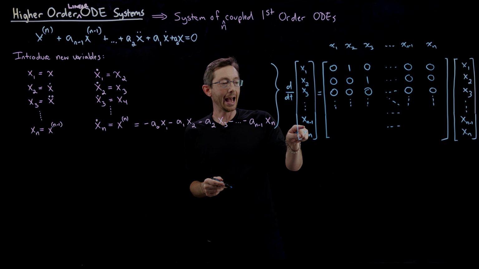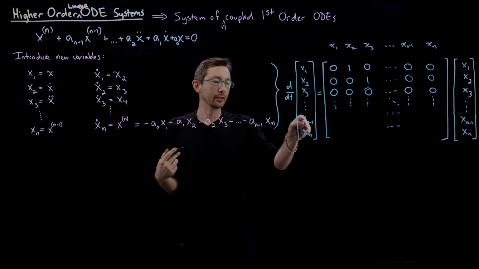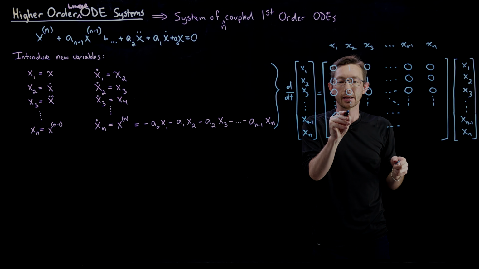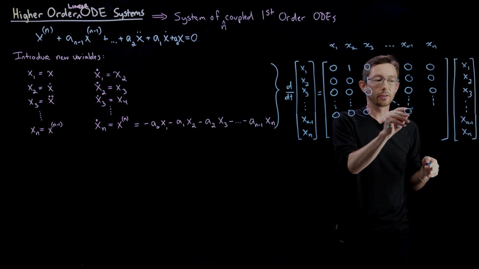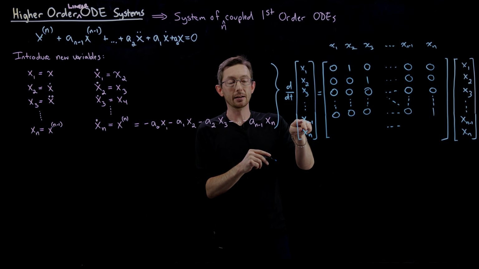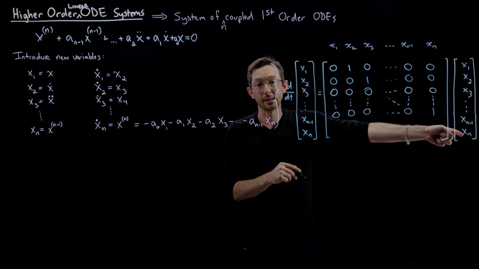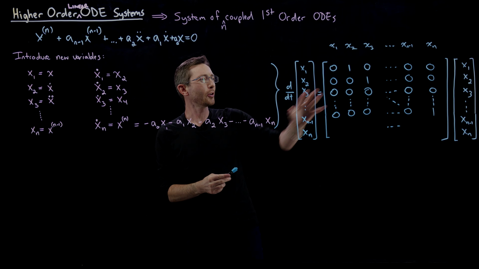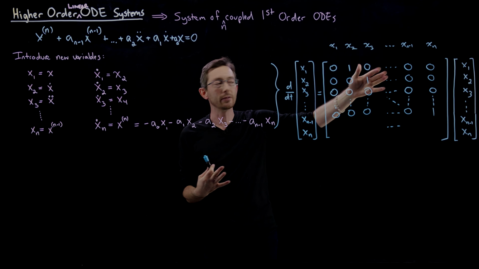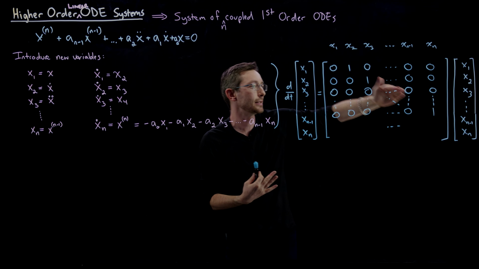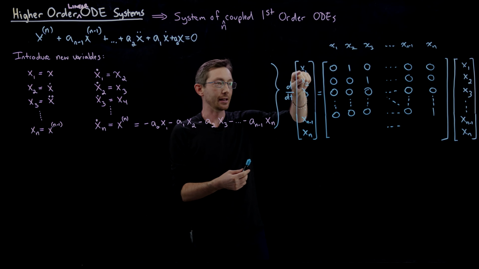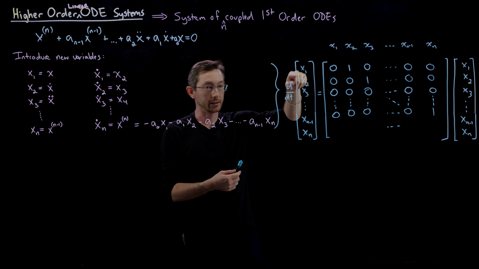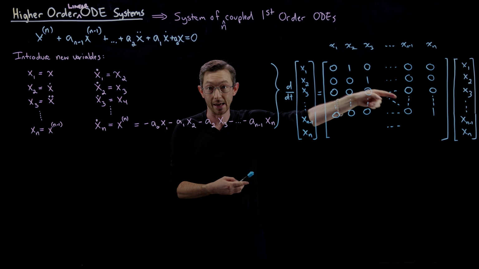And now the derivative of xn minus 1, d dt of this, is xn. So I'm going to have zeros everywhere here up until the very last entry. So d dt of xn minus 1 should be xn, and that is, in fact, what I get if I multiply this. So far, most of this matrix is almost trivial. It's mostly zeros, and it has one diagonal of ones saying that x1 dot equals x2, x2 dot equals x3, x3 dot equals x4, dot, dot, dot, xn minus 1 dot equals xn.